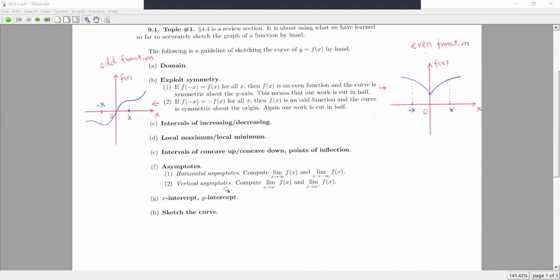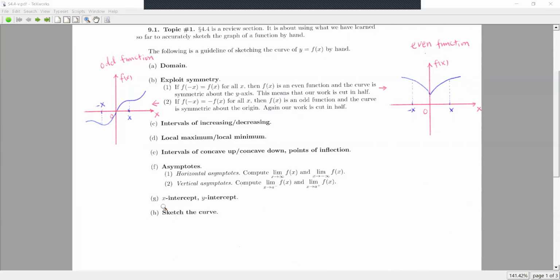To find vertical asymptotes, first, find points where the denominator is 0. A vertical asymptote can only appear at a point where the denominator is 0. After you get the point, compute the left-hand limit at the point, and the right-hand limit at the point. If one of these 2 limits is infinity, then the point is a vertical asymptote.